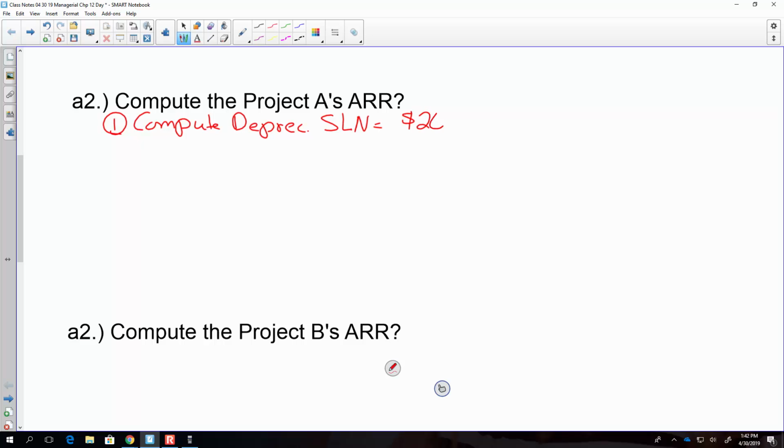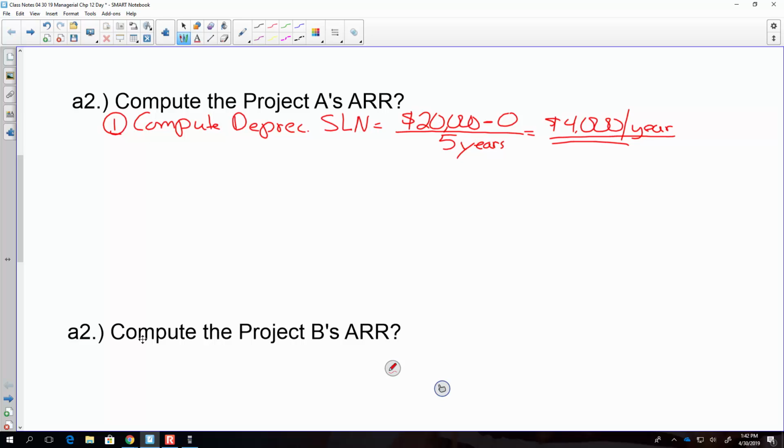We have our cost minus our salvage value, which was 0 in this case. They didn't give us any. And the term or life of this asset is 5 years. So that would generate $4,000 per year of depreciation expense. So when I get to the accounting rate of return, that's usually the first thing I accomplish is that expense amount.